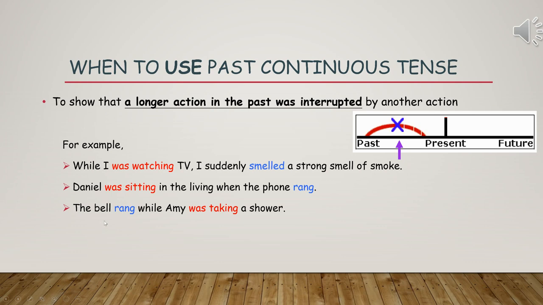The last example: the bell rang while Amy was taking a shower. So you can tell taking a shower actually happened first. It is a long action, and suddenly the bell rang. The shorter action interrupts, so it is used in simple past tense.